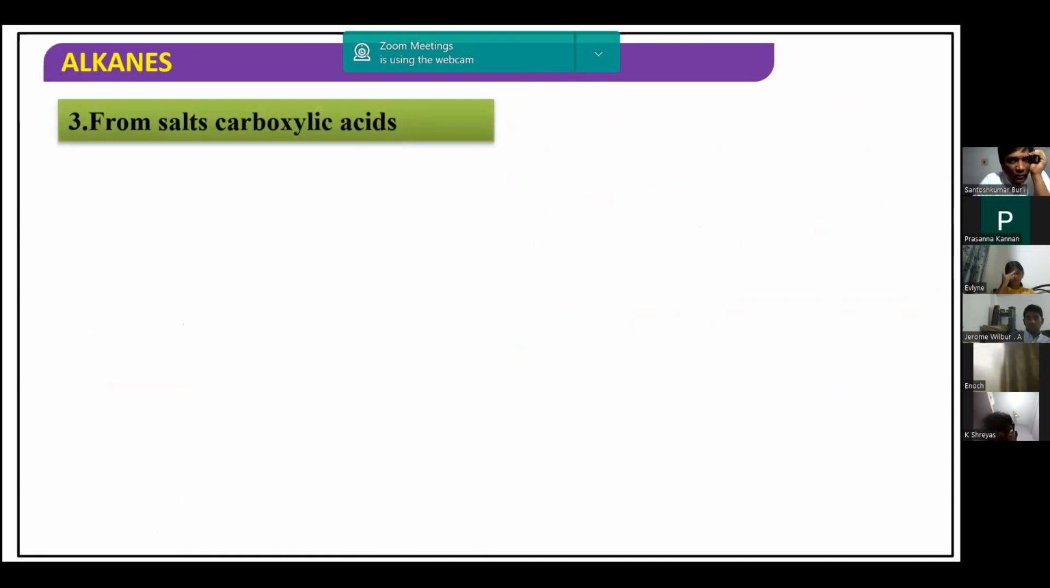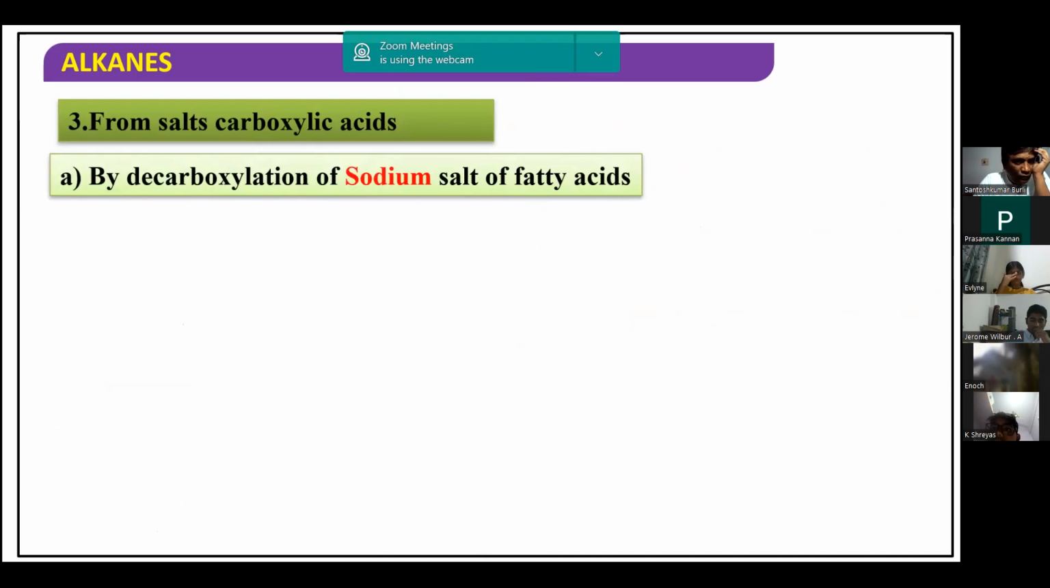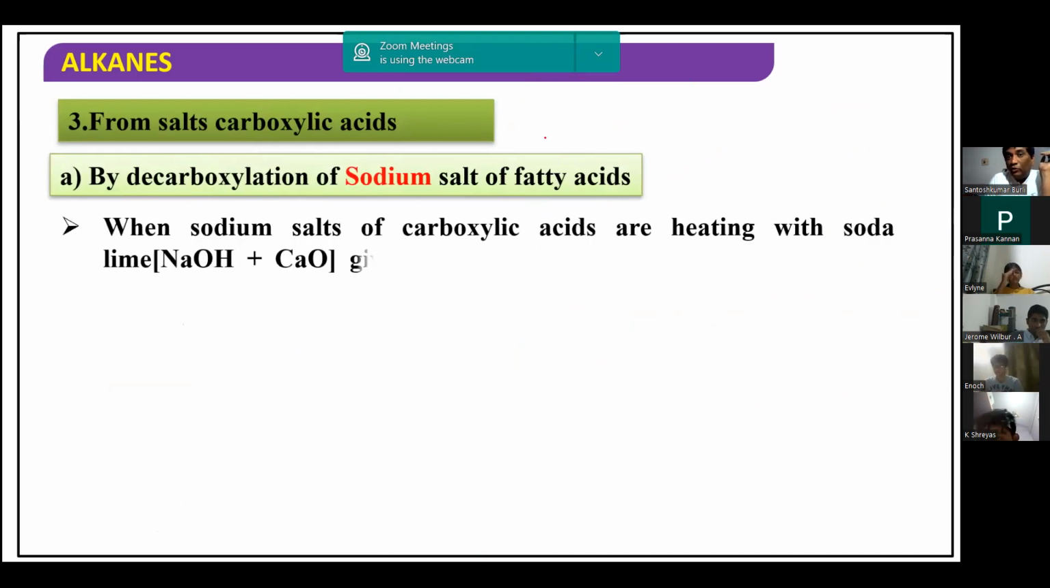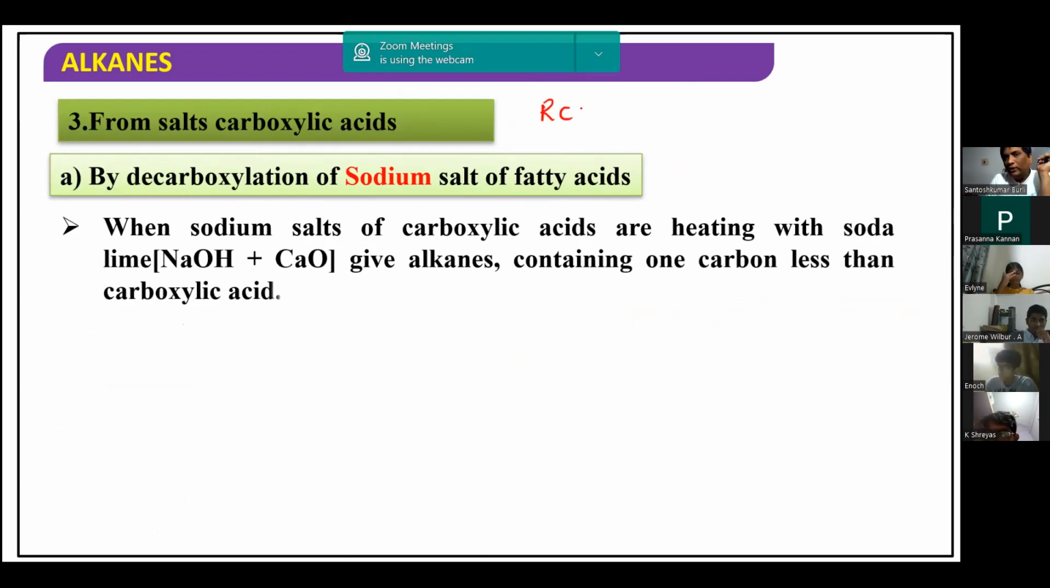So, one last method: you can prepare alkanes from carboxylic acids, or rather from salts of carboxylic acids. RCOOH is a carboxylic acid, all of you know this. What do we mean by salts?